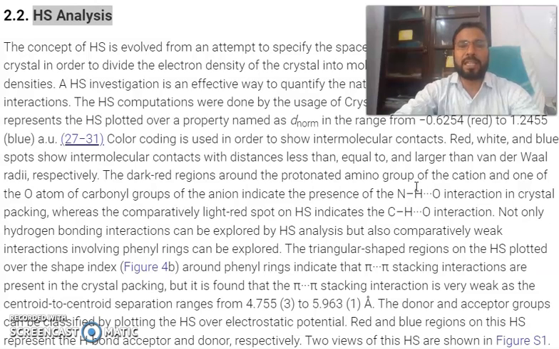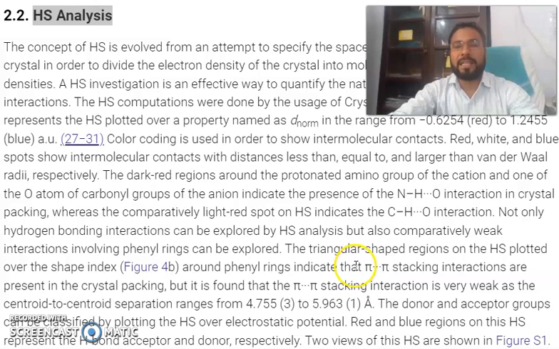Not only hydrogen bond interactions can be explored by Hirschfeld surface analysis, but also comparatively weak interactions involving the phenyl ring. The triangular shaped regions on the HS plotted over the shape index, I will show you the figure, around the phenyl ring indicate that pi-pi stacking interactions are present in the crystal pack. But it is found that the pi-pi stacking interaction is very weak, as the centroid to centroid separation ranges from 4.755 to 5.963 angstrom. You can see this is the range.